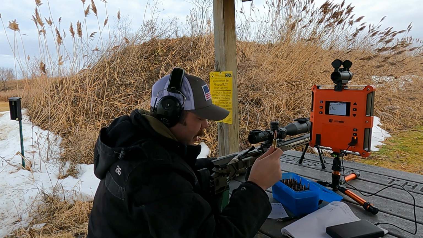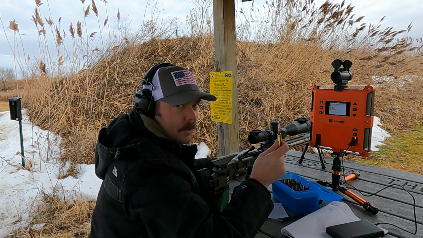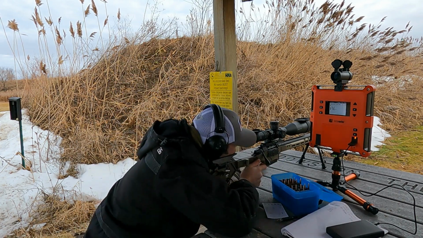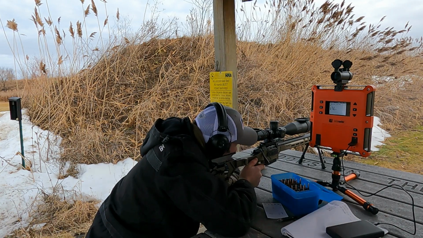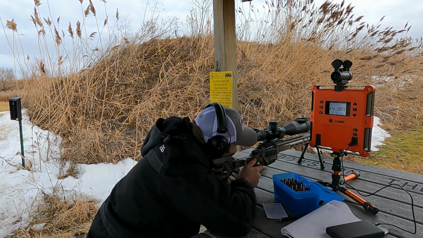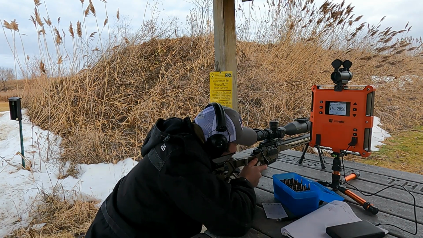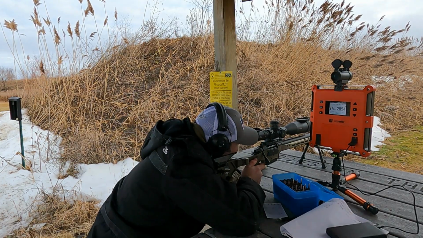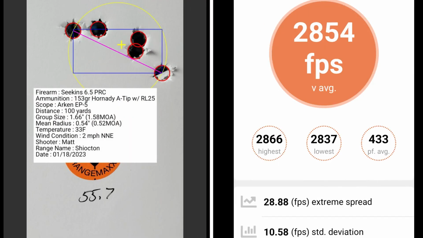This 5-shot group is going to be with 55.7 grains of powder. At 55.7 grains of powder, I've got a group size of 1.58 MOA with a mean radius of 0.52 MOA. The average muzzle velocity was 2854 with an extreme spread of 28.8 and a standard deviation of 10.5.